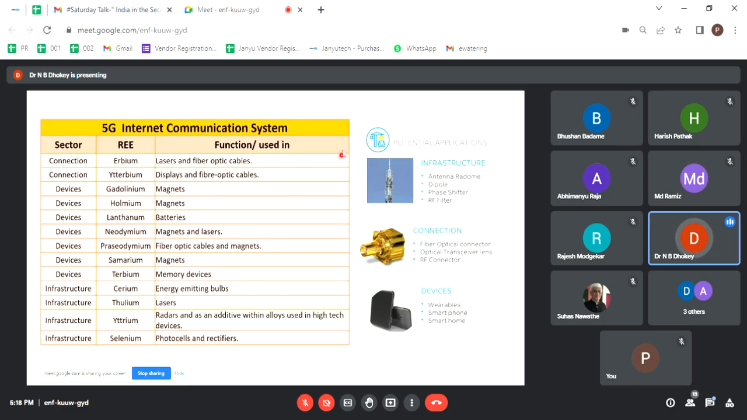Now the 5G spectrum is something we are talking about a lot. If you look at how this 5G communication system is made, these are all the devices in place, and how these devices are made. Some rare earth metals are used to enhance the performance of these devices. And what function do they serve? Lasers or fiber optic cables, somewhere magnets, batteries. These are all the applications, and this particular rare earth metal is used, and this makes the performance much stronger.